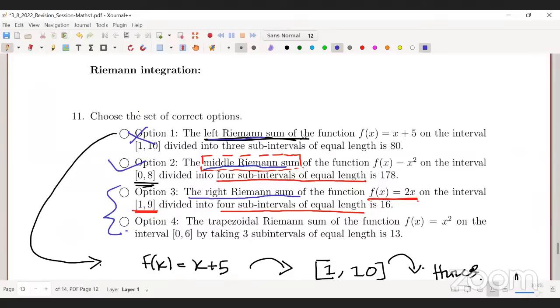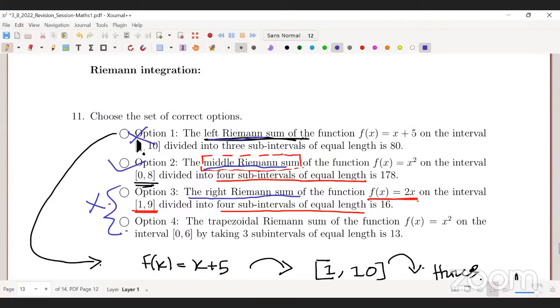Instead of trapezoid, if a rectangle is asked, then we calculate f of b times f of a. The problem with the rectangle Riemann sum is that it gives a very bad approximation of the area, whereas the trapezoidal Riemann sum gives a very good approximation.